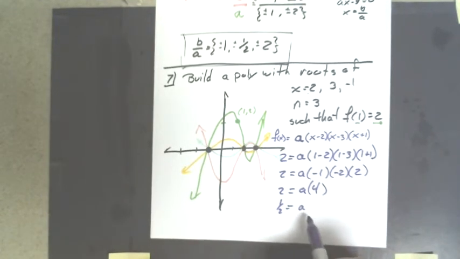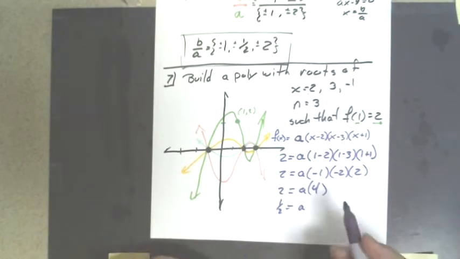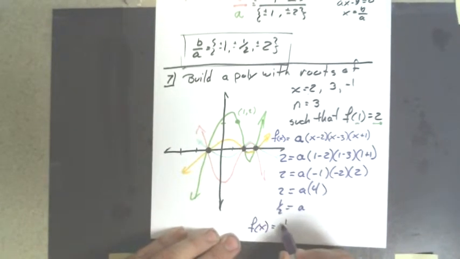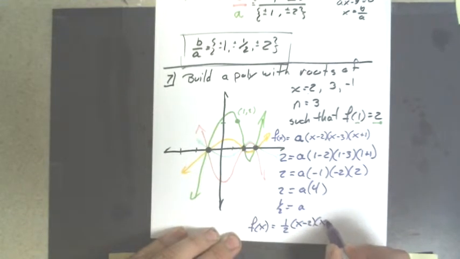So now we know what a has to be for this all to be true. So our polynomial is going to come from 1/2 times (x minus 2) times (x minus 3) times (x plus 1).